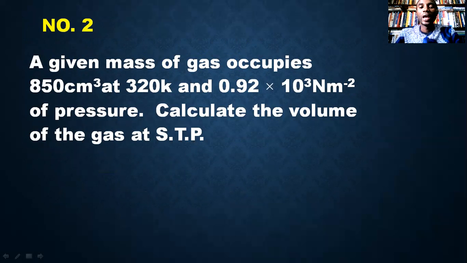All right, number two, a given mass of gas occupies 850 millimeter mercury cm cube at 320 Kelvin, that is temperature, and 0.92 times 10 raised to the power of 3 Newton per meter square, that is pressure. Calculate the volume V2 now. We are asked to calculate V2 of a gas at standard temperature and pressure. That means P2 and T2 are standard values, and you just look for V2 from the question given. All right, we can have this.